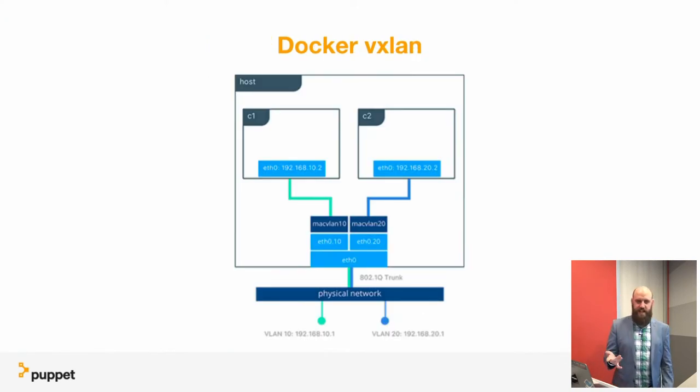And then if you want to use VXLAN, this is what VXLAN does. It just does an 802.1Q trunk through to each of the Docker containers. This actually works really, really well. And if you're going through a compliance audit, this is super easy to set up and super easy to get compliance across it.